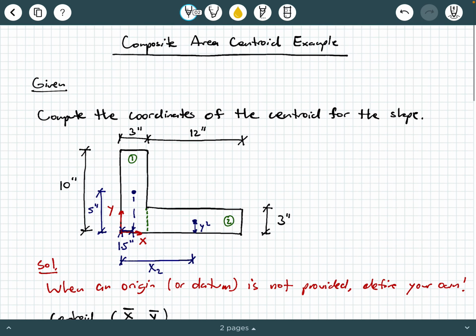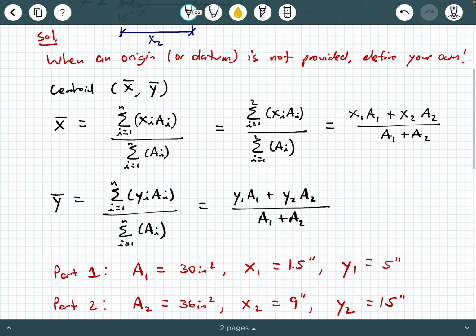Basically what this tells us is that our centroid is about right here. That's x bar, comma, y bar. And it's okay that our centroid is outside of the area. Remember, the centroid is very similar to a center of gravity or center of mass, except for an area we use the term centroid. Again, we go back to these basic governing equations.